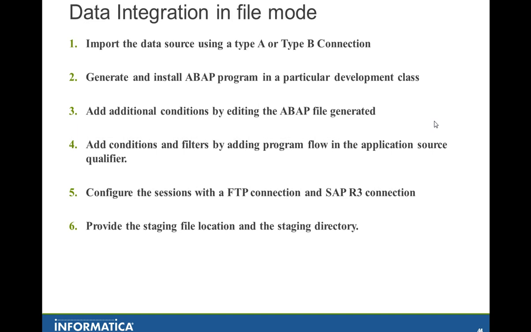Data integration file mode, you start off by importing a data source using a type A or type B connection. Then you generate and install an ABAP program in a particular development class. Then you can add additional conditions to your ABAP program file that is generated, or you could use the program flow under the properties of the application source qualifier. Then you configure a session with an FTP connection, a SAP R3 connection. Then you provide the staging file directory. So let me provide a short demo on how this is done.